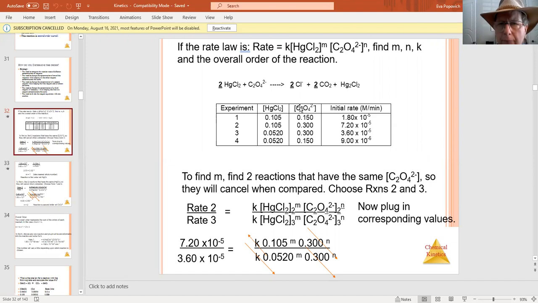Now, the last thing you have to do, you found m, you found n. The last thing you have to do is find K. All you do is just pick one experiment. You know what the rate is. You know what this raised to what power is. You know what this raised to what power is. Solve for K at that instance. Okay. Yes, I got it now. Thank you. Okay. Anybody else? That was a quick way to get through that particular problem, guys.